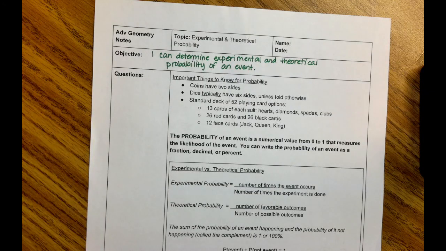So today we're going to look at probability. Probability is the likelihood of an event. What is its likelihood that it's going to happen? It is a numerical value that's measured from 0 to 1.